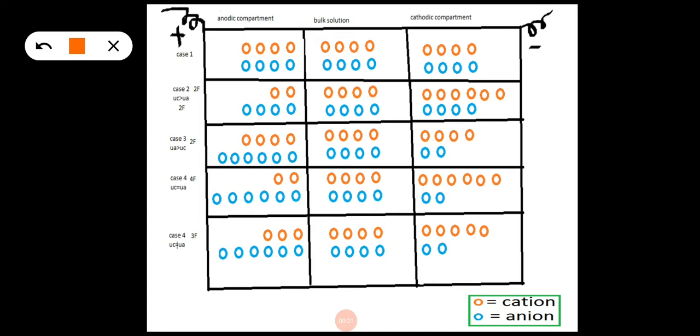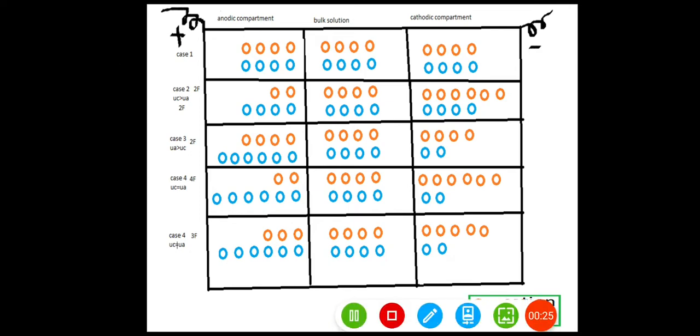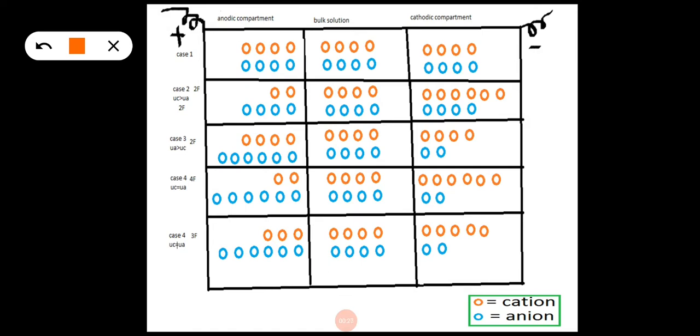Before this, let us recapitulate the postulates of Faraday's laws of electrolysis. Suppose this electrolytic cell is attached to a copper voltmeter. The copper voltmeter is connected in series with the electrolytic cell. Here this will become the minus electrode and this will become the positive electrode.